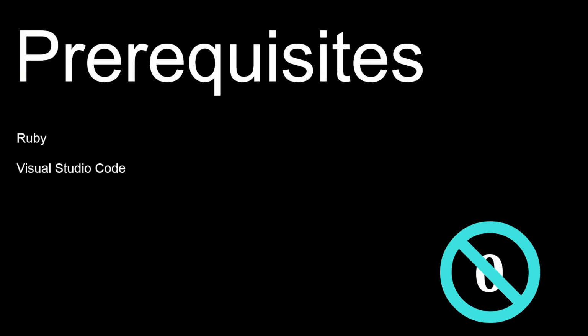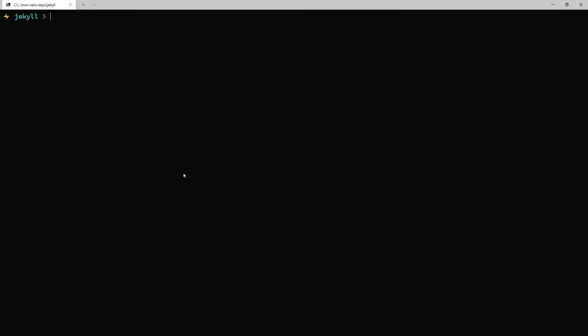Today we're going to look at creating a website from Markdown using a technology called Jekyll. Before we get started, please go ahead and install Ruby and an IDE of your choice. I'm going to use Visual Studio Code. Let's begin. I've created a directory for today's exercise.